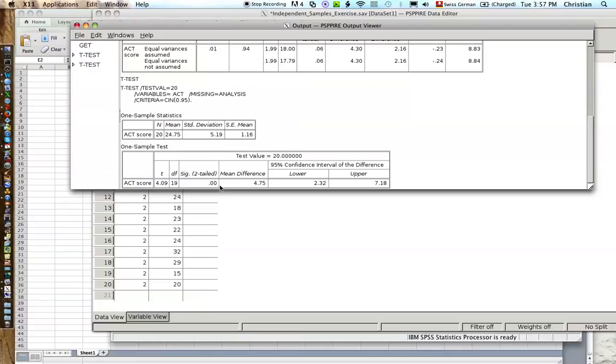It's smaller than 0.05. It might even be smaller than 0.01. It might even be smaller than 0.001. And it's probably smaller than 0.001. So the chances that we actually have no difference in the population is very small, right? We're almost certain that there is a difference between our sample and the population.